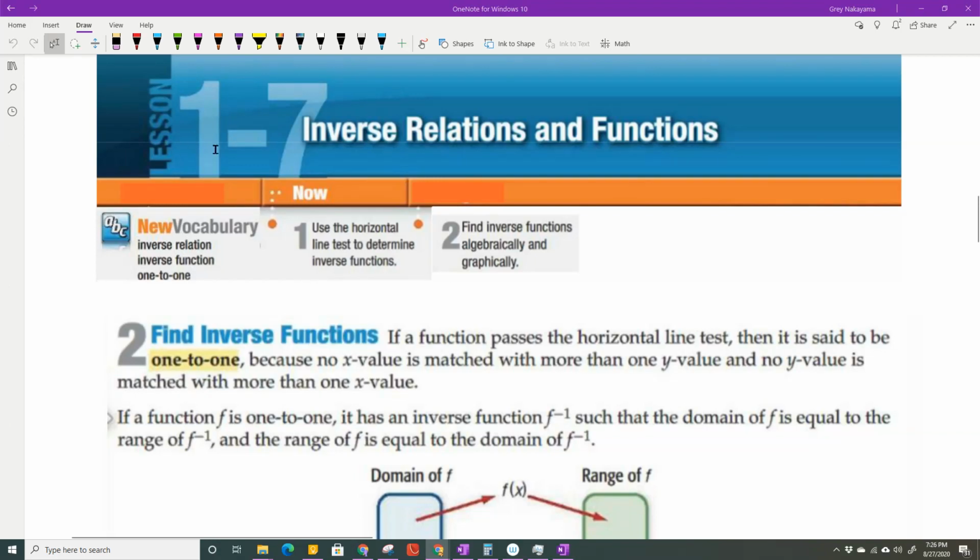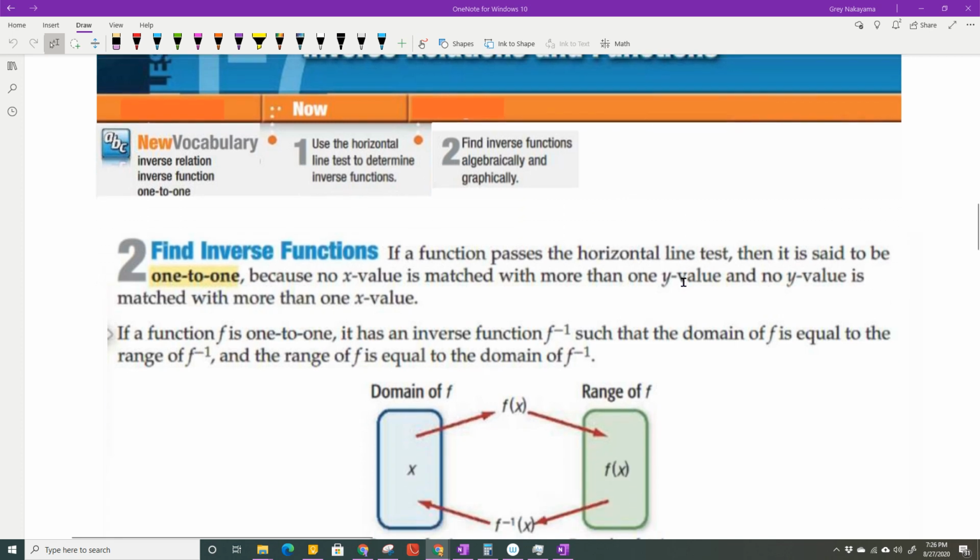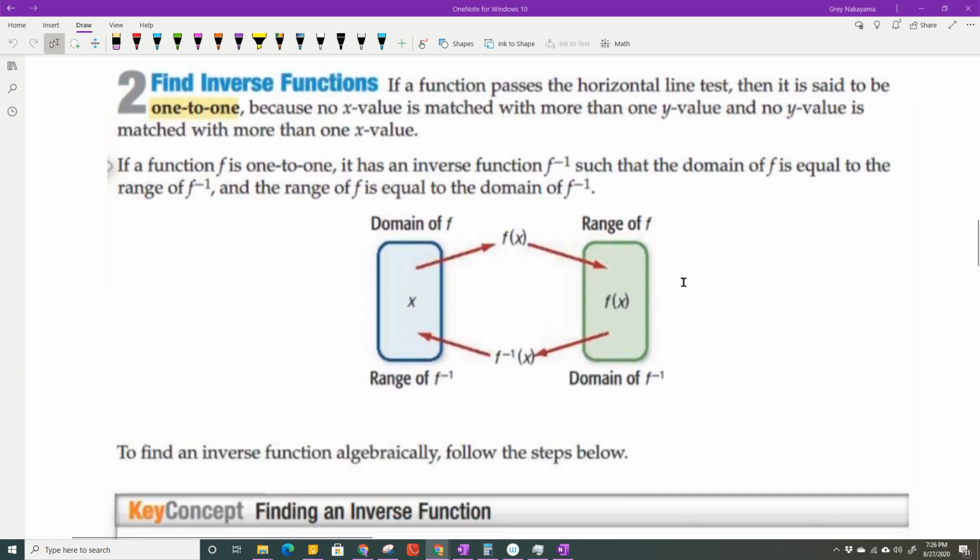Okay, this lesson is 1.7b of inverse relations and functions, and we are dealing with the second objective. In the first part of this lesson, we used the horizontal line test to determine whether or not a function had an inverse. And if the answer is yes, then sometimes we need to find that inverse algebraically or graphically. So we're going to start off with that, and we're going to do some of those.